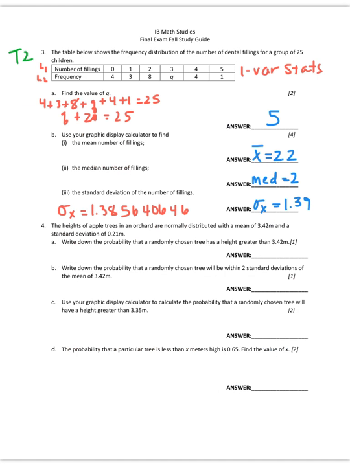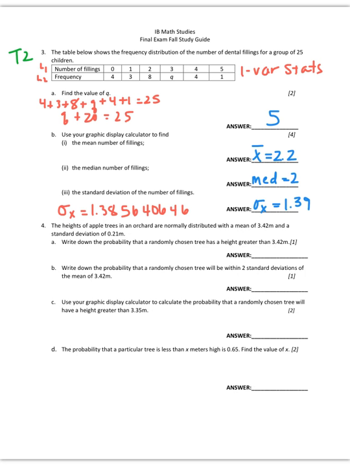Number 3 is a topic 2 question again, because we're back to one variable statistics. We're talking about children with dental fillings. The reason I know it's one variable stats is because this row is number of fillings, and this is just frequency. So this isn't a second variable, it's just how many times this top number occurs. So 0 happened 4 times, 1 happened 3 times, but the only variable is fillings. So this is one variable stats.